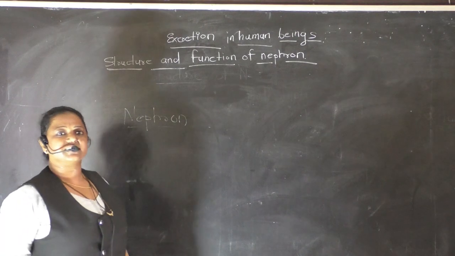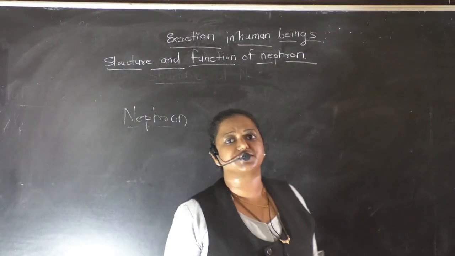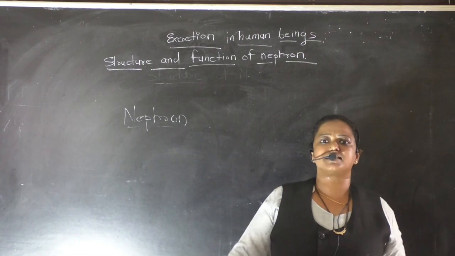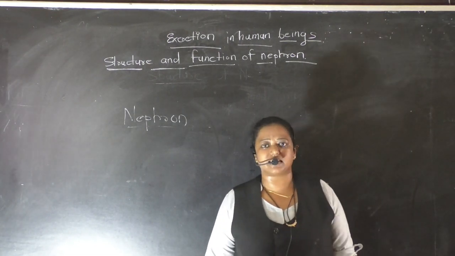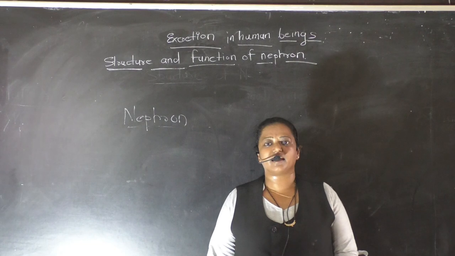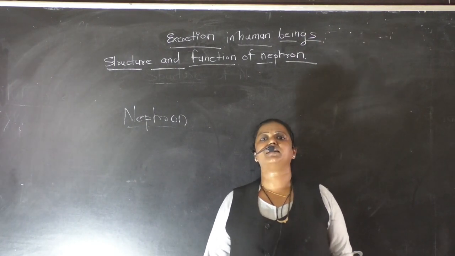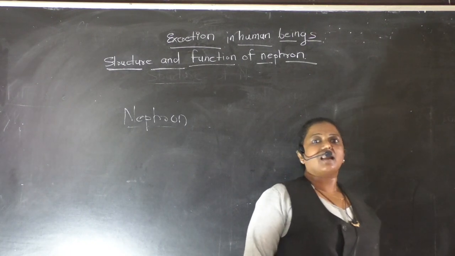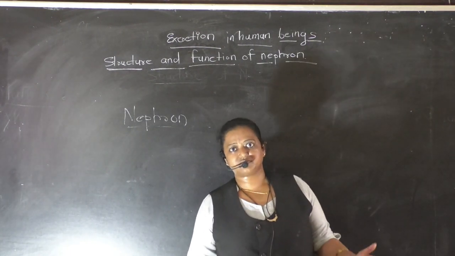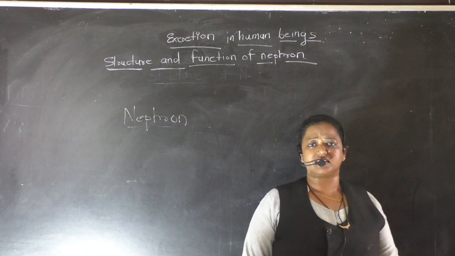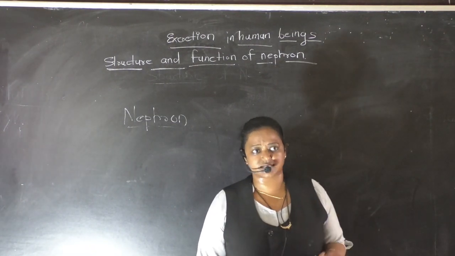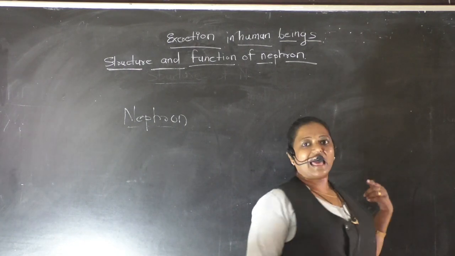As we all know, the cell is the structural and functional unit of life. All human beings, plants and animals are made up of cells. So the basic structural and functional unit, the fundamental unit of life, is the cell. Similarly, we have seen our lungs, our respiratory system, and the basic structural and functional unit of the lungs is the alveoli.